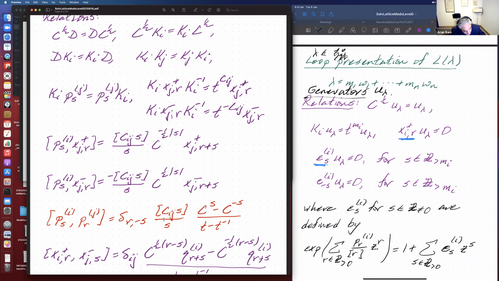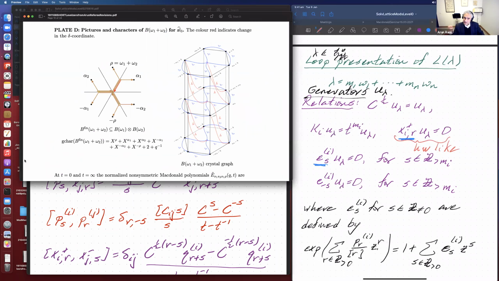And in the loop presentation, this kind of looks like a highest weight vector, highest weight like. It's not a highest weight vector because it's somewhere on the side of my tube, but it feels like a highest weight vector in the loop presentation. So this is, and then I have these guys. These are elements of a Heisenberg algebra, which you should think of as elementary symmetric functions.